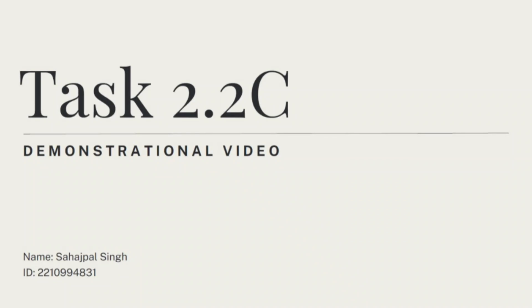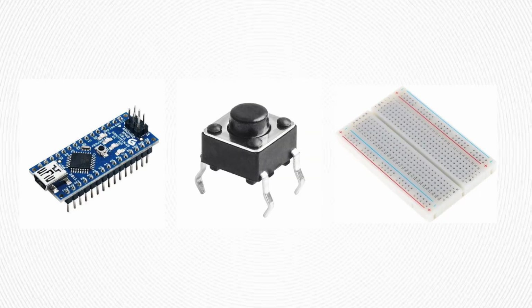Hi everyone, this is the demonstration video of task 2.1P. This task required displaying my first name in Morse code by blinking the built-in LED of the Arduino Nano. In hardware, we require an Arduino Nano, a push button and a breadboard.